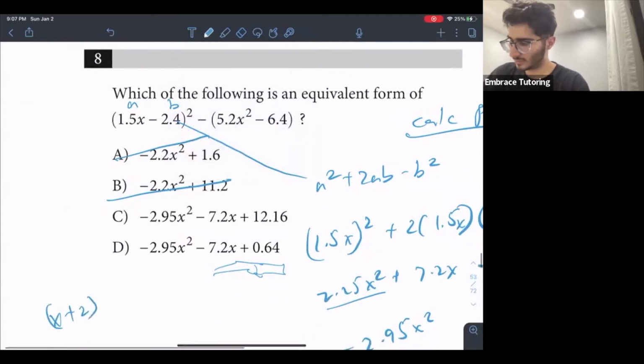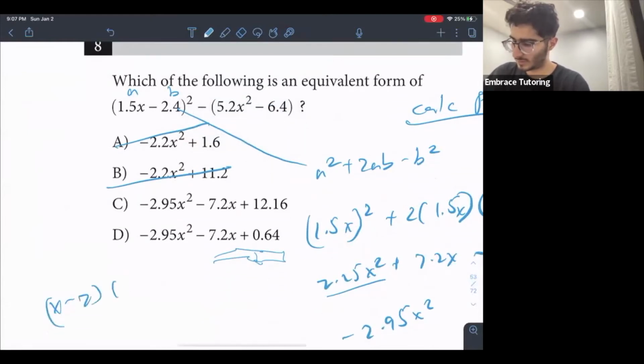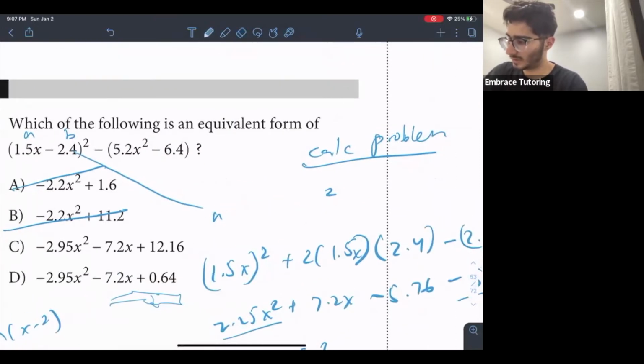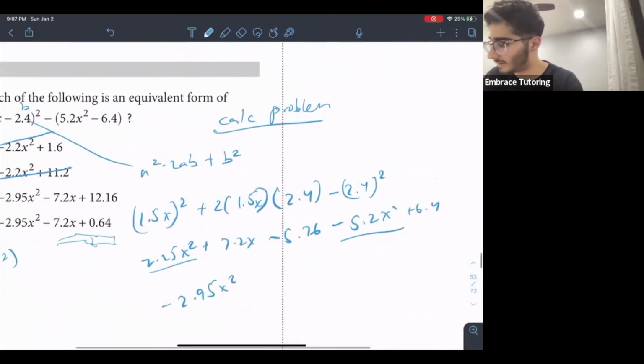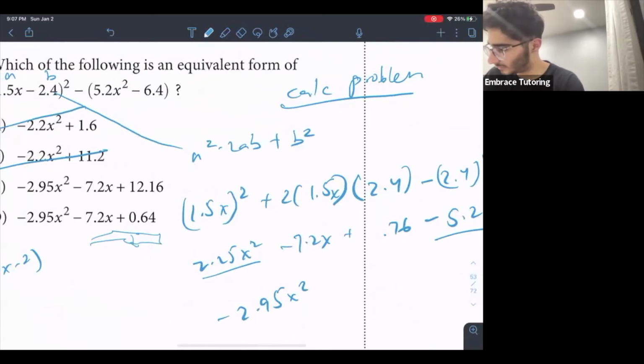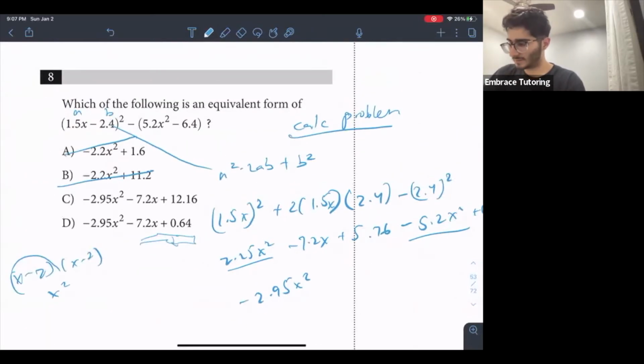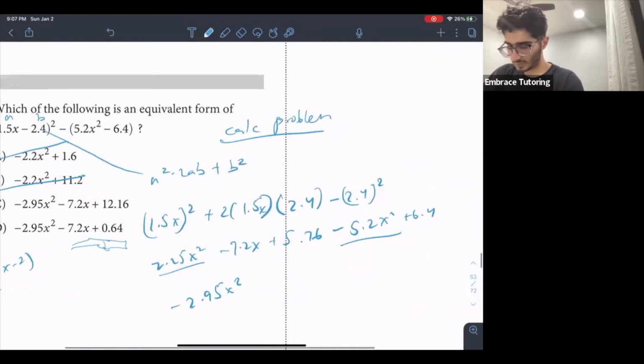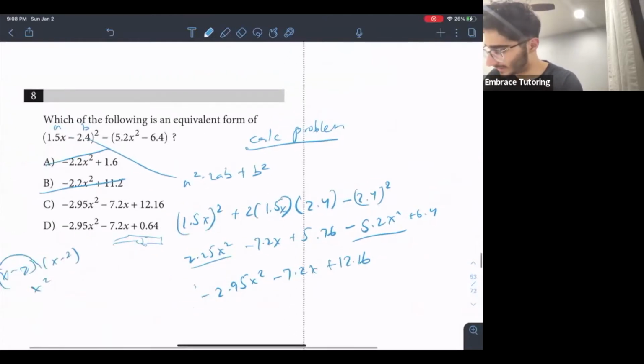x minus 2, x minus 2, you get x squared. Oh, it's supposed to be the other way. Sorry. It's supposed to be a squared minus 2ab plus b squared. That makes much more sense. Okay, yeah. It becomes minus. Well, this becomes plus actually, and this becomes minus. Squared minus 7.2 plus 5.76. 5.76 plus 6.4. You get minus 7.2x plus 12.16, and that is your answer.